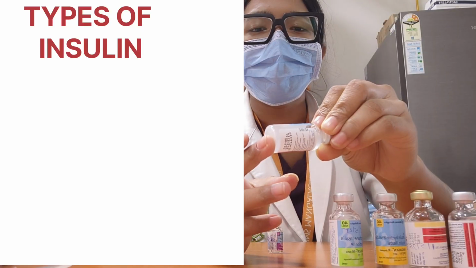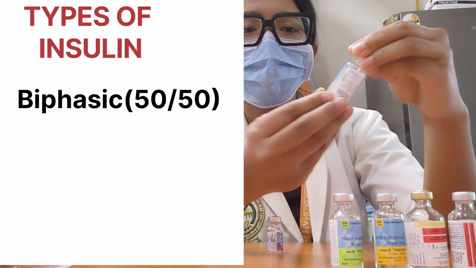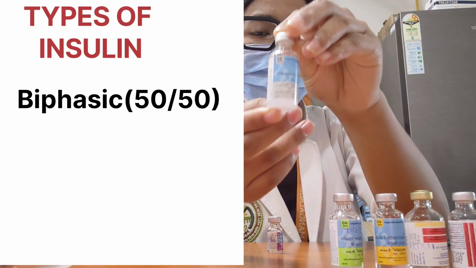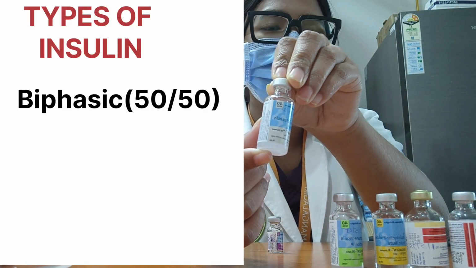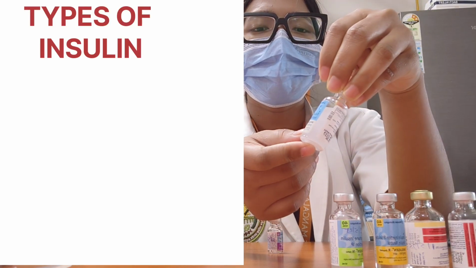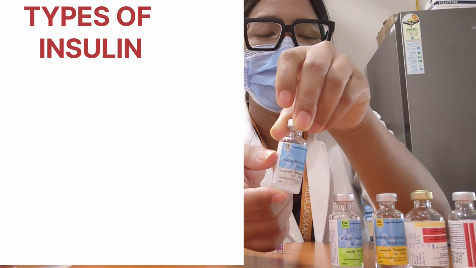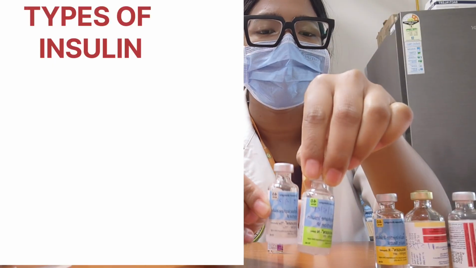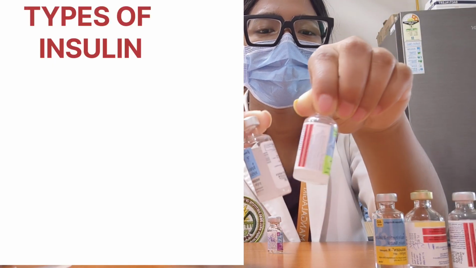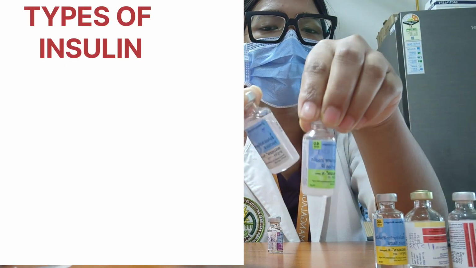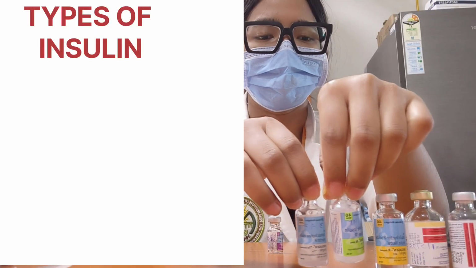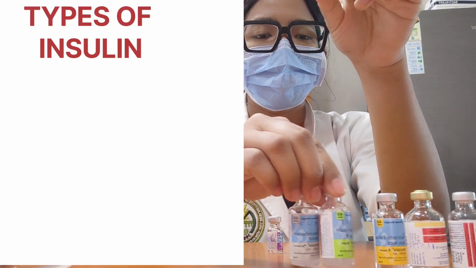Okay. Now let's talk about another type, that is also a biphasic isophane insulin injection. This is 50:50. That means it contains 50% of the regular insulin and 50% of the intermediate acting insulin. So this also comes in 40 international unit per ml, and the duration of action will be similar to this. Because these two insulins are cloudy in nature, before using, you need to mix it thoroughly, but you should not mix it vigorously. So these were the two mixed insulins.